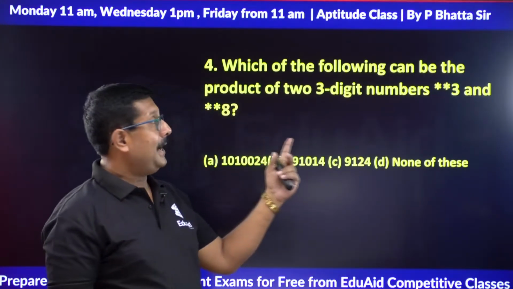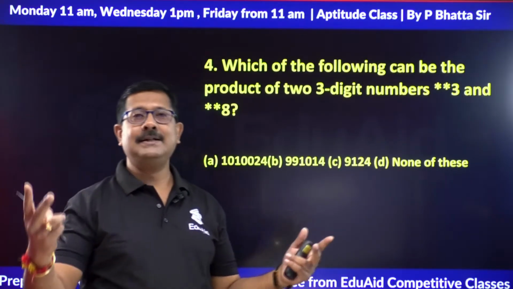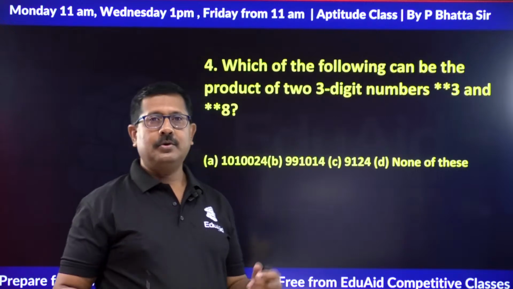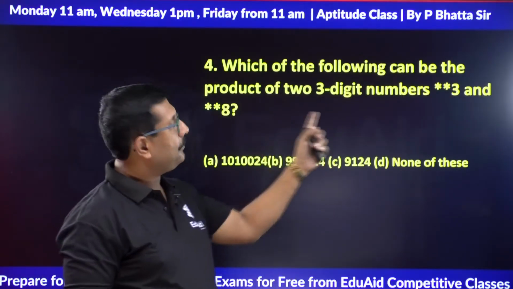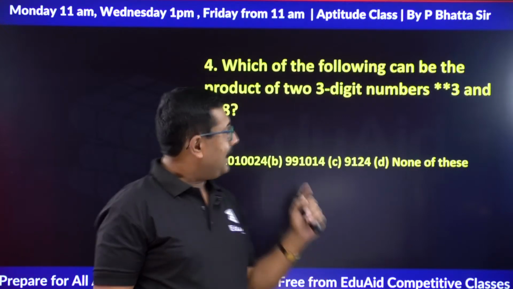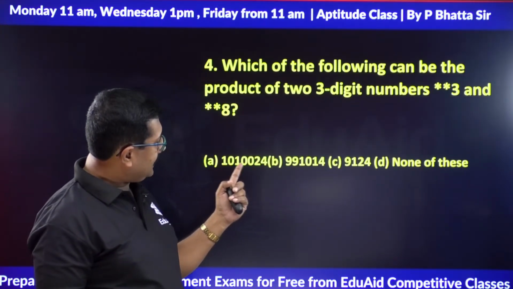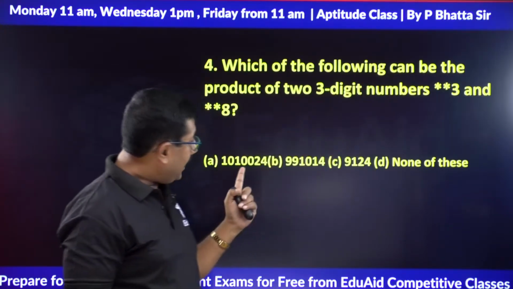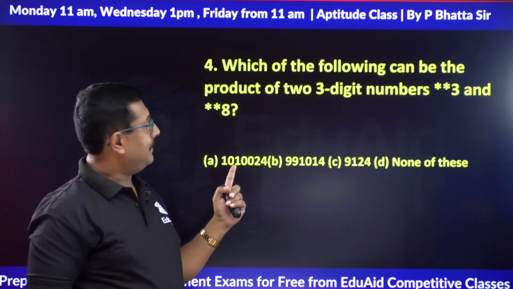And whenever we multiply 999 by 999, the two largest 3-digit numbers, you will get 998001. So it is a 6-digit number. Now here you see, in the first option, the number of digits is 7, so it cannot be the product of those two 3-digit numbers.